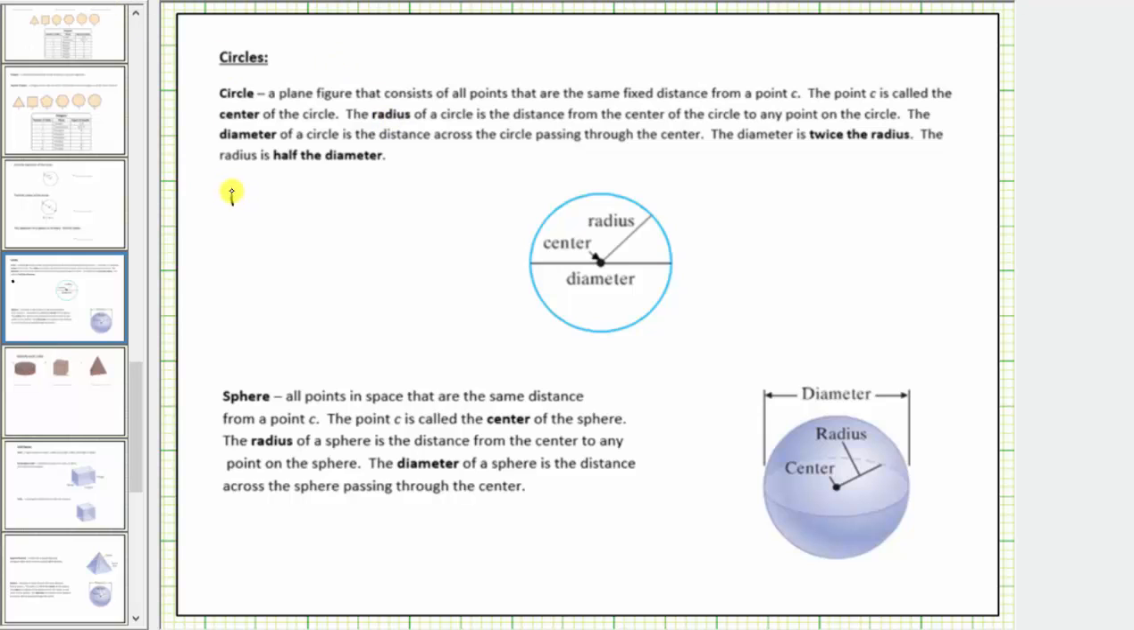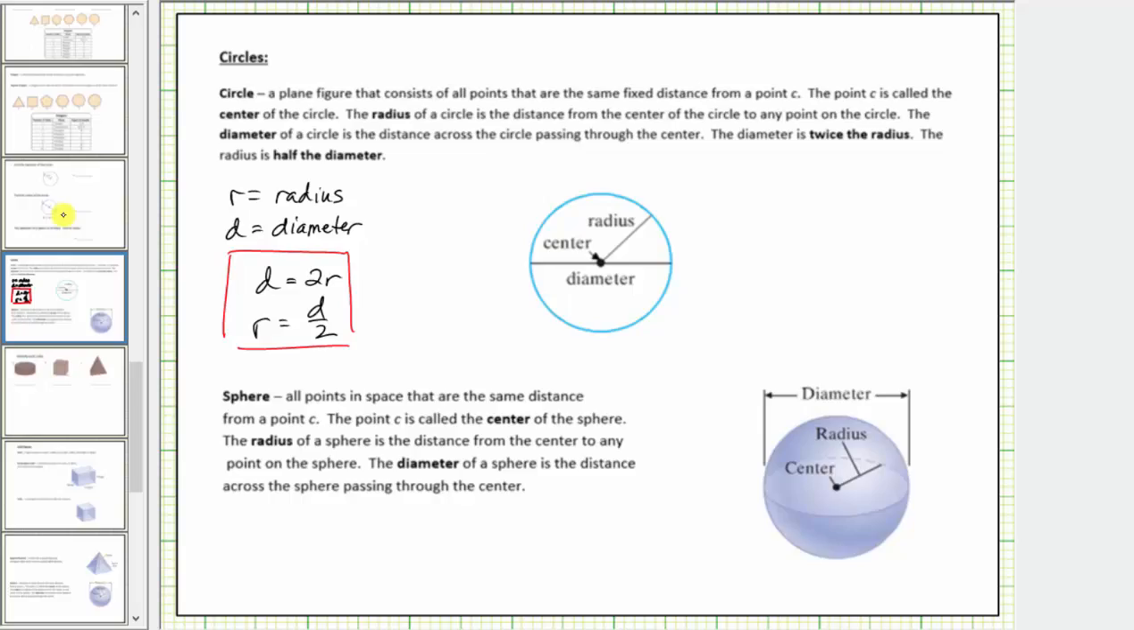So if we let r equal the radius and d equal the diameter, because the diameter is twice the radius, we can write the equation d equals 2 times r, or d equals 2r. And because the radius is half the diameter, we can write the equation r equals d divided by 2. These equations might be helpful when answering our questions about a circle.